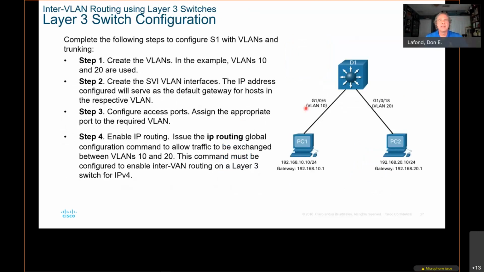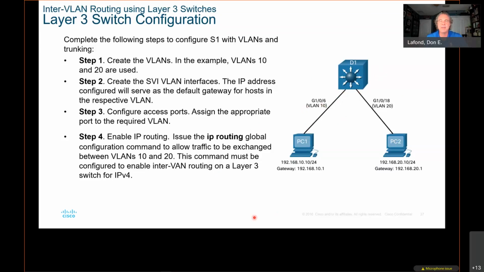So you create the VLANs, and in the example, VLAN 10 and 20 are used. Create the SVI VLAN interfaces. The IP addresses configured will serve as the default gateway for hosts in the respective VLANs. Configure access ports. Assign the appropriate port to the required VLAN. So these have to be configured as access ports, and they're set to VLAN 10 and 20, those two ports. Just like we did before, there's nothing different. We add the SVIs. That's what makes it different. And then you'll see what we do to the actual port to make it a routable port.